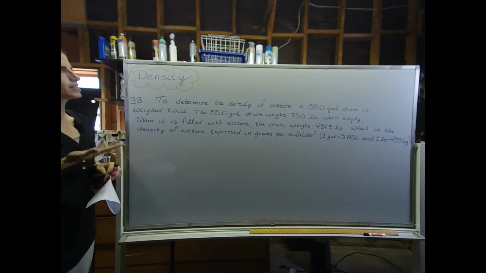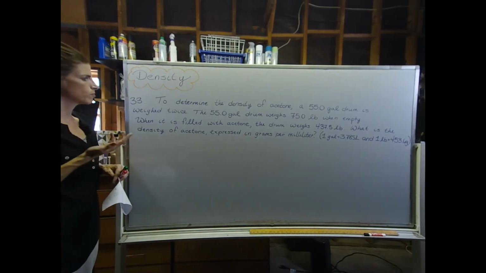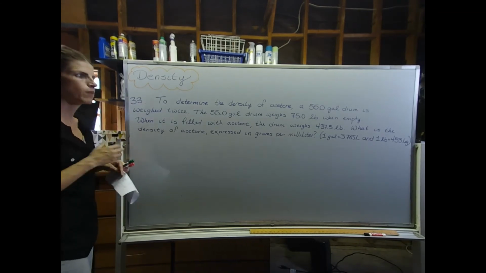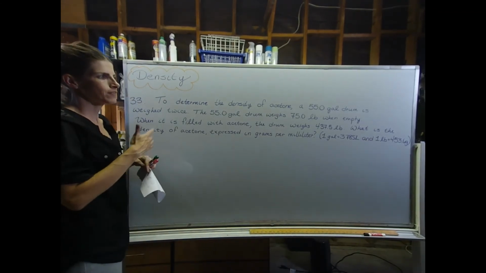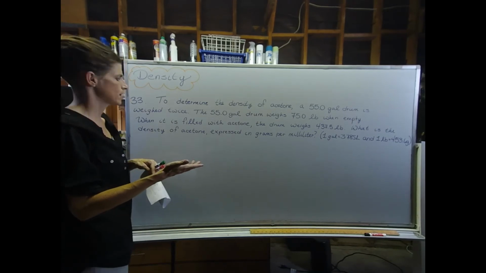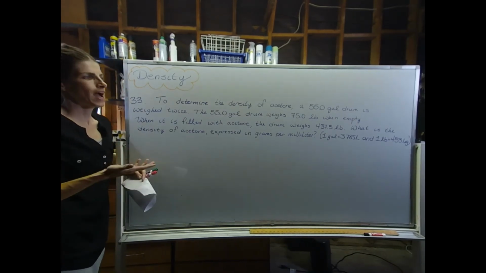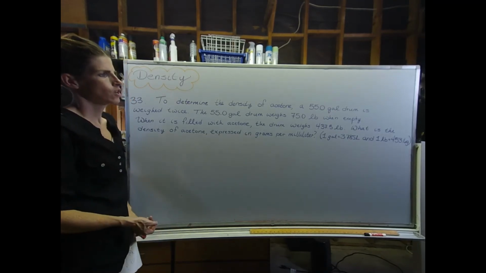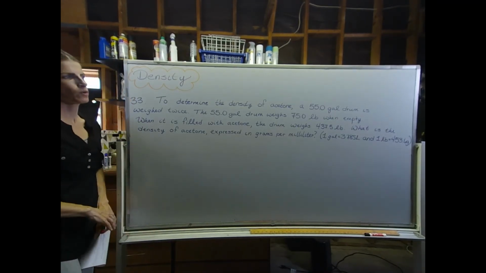To determine the density of acetone, a 55-gallon drum is weighed twice. So I'm not really sure what to do with that information yet. Let me keep on reading. The 55-gallon drum weighs 75 pounds when empty. When it is filled with acetone, the drum weighs 437.5 pounds. Alrighty, so now I see where they're going.